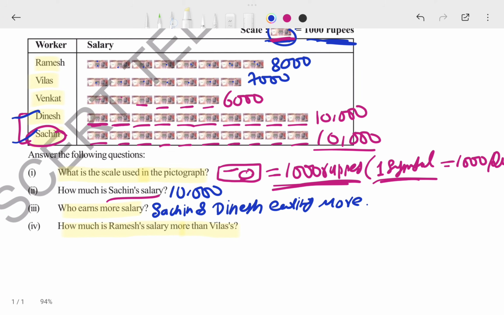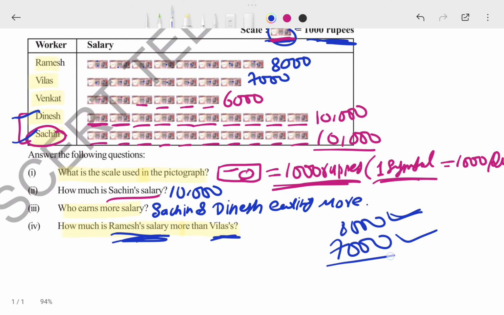In this question, it is asking how much more Ramesh's salary is than Bilas's salary. So we have to compare Ramesh's and Bilas's salaries. Bilas's salary is only 7,000, but Ramesh's salary is 8,000. So whose salary is greater? Ramesh's salary is greater, because he is earning 8,000 while Bilas is earning 7,000.